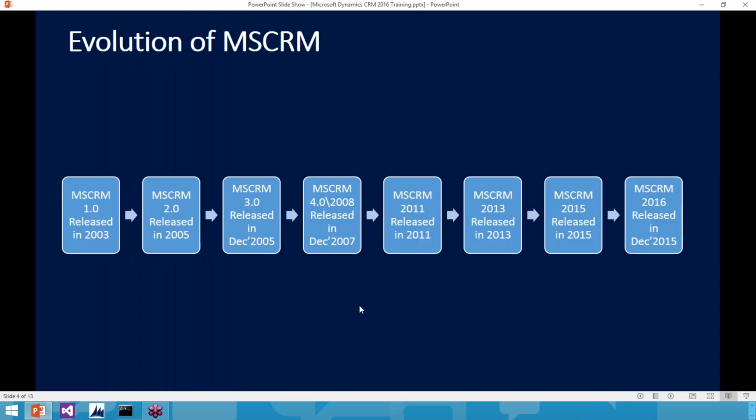So if you want to be familiar, you can just read it from MSDN, or do a Google search, or watch some YouTube video, and you will be able to understand exactly what features got changed between 2011, 13, 15, and 16.